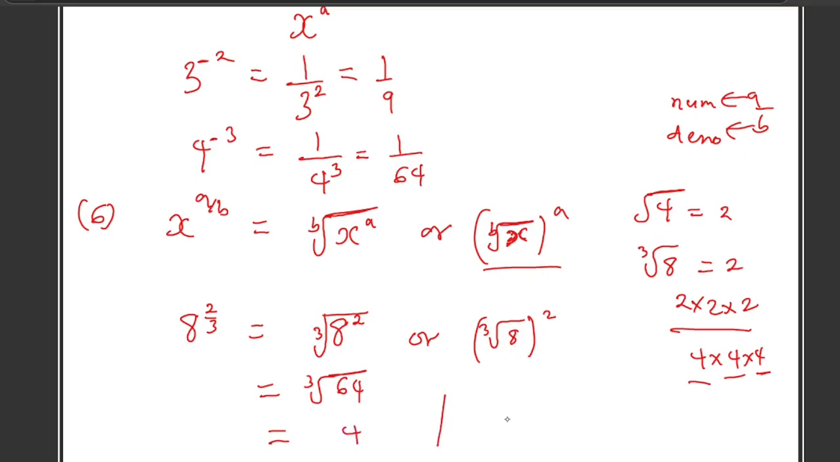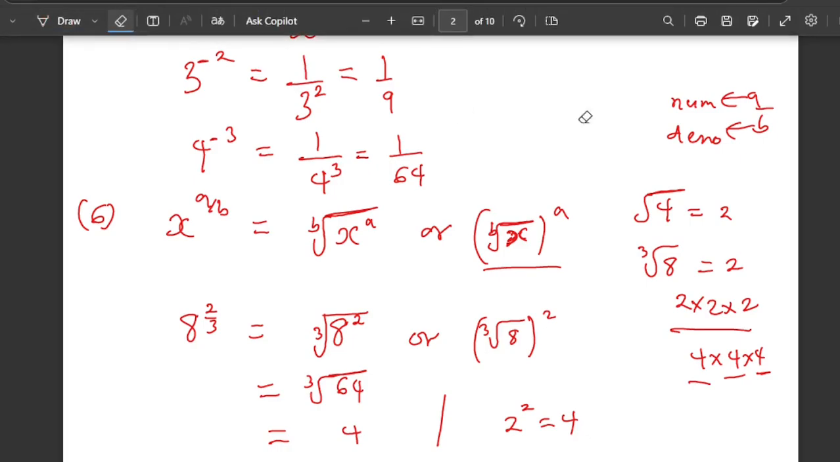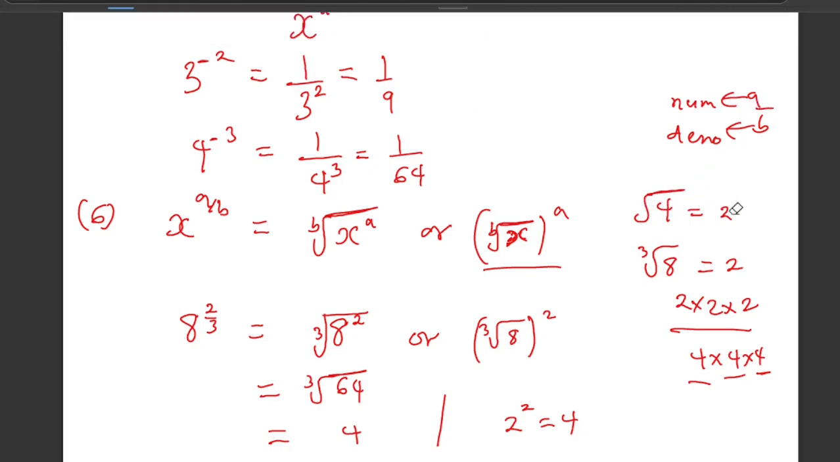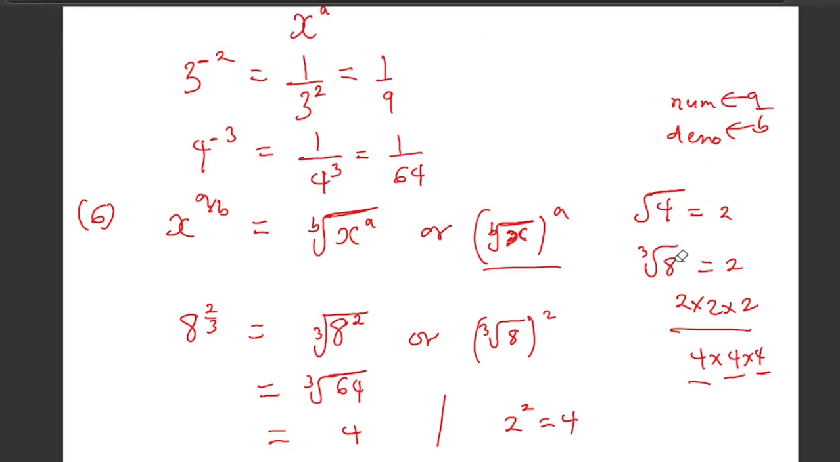So this is 4. You can take this method also: the cube root of 8 is 2, then remember there's a square here, 2 squared, and that's also 4. That's simply what this law is telling us. For a fractional index, the numerator becomes a whole number power, while the denominator becomes a root.